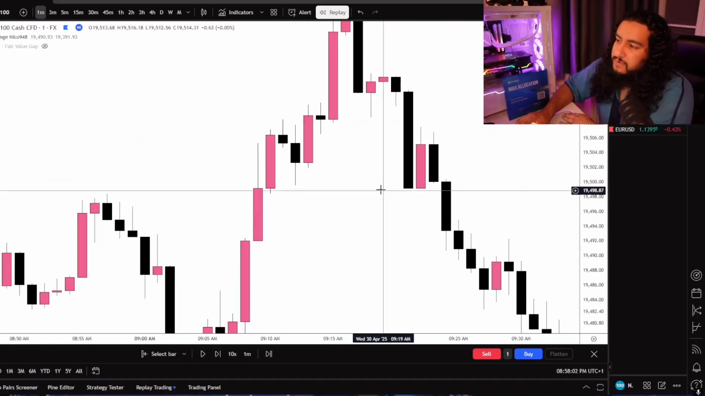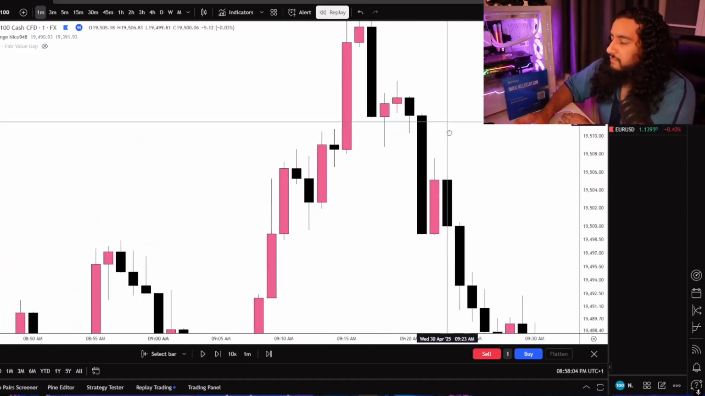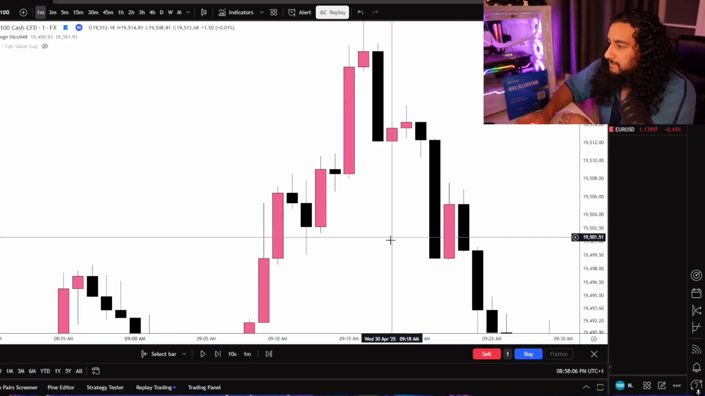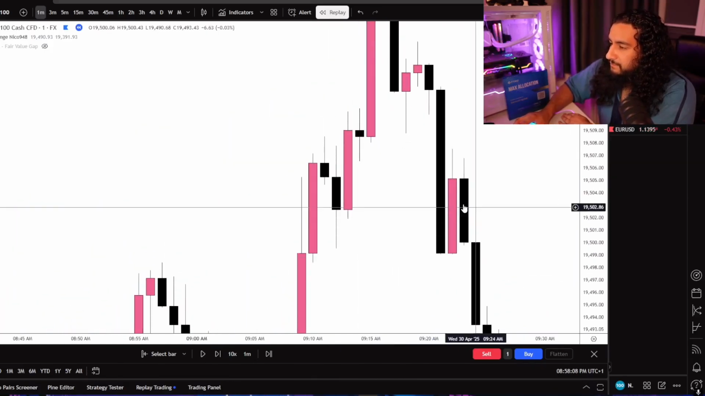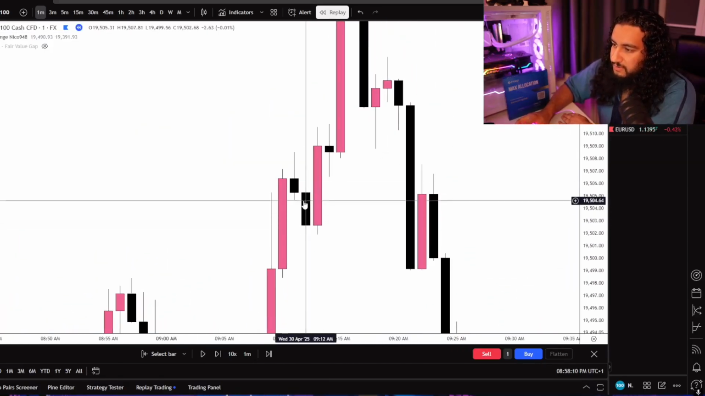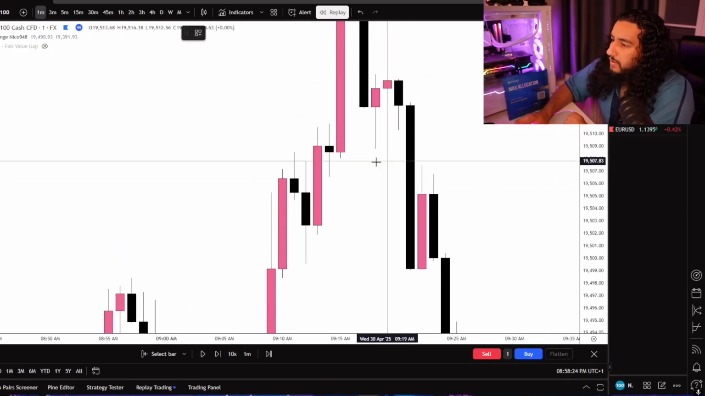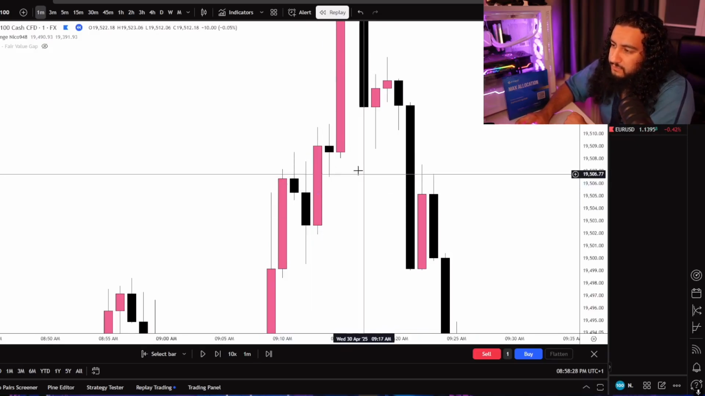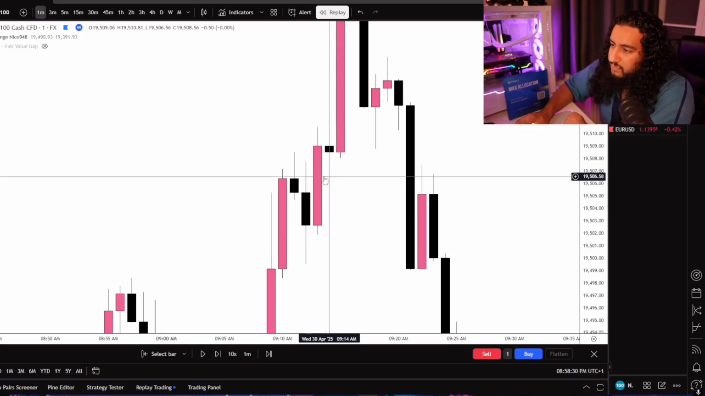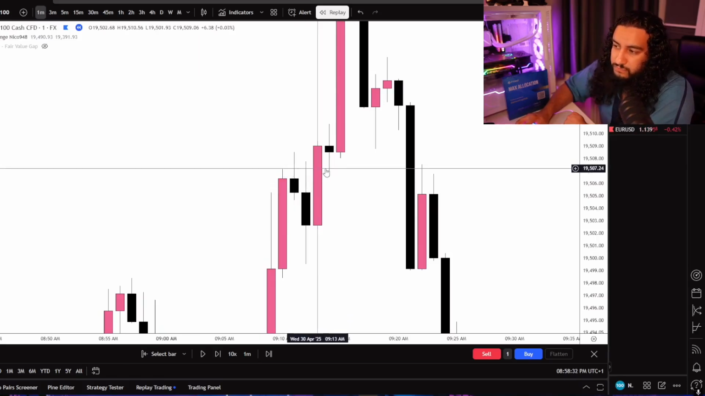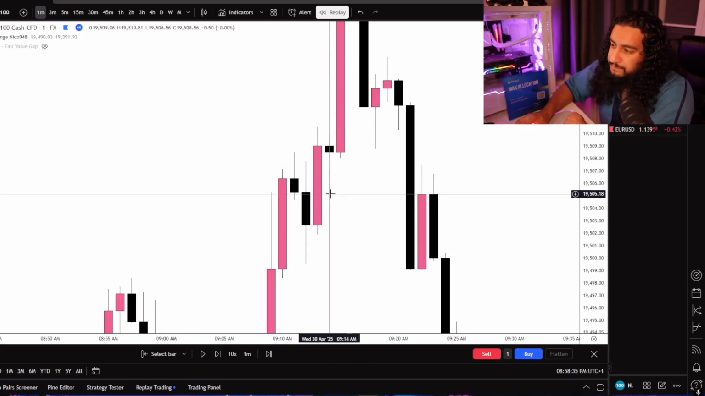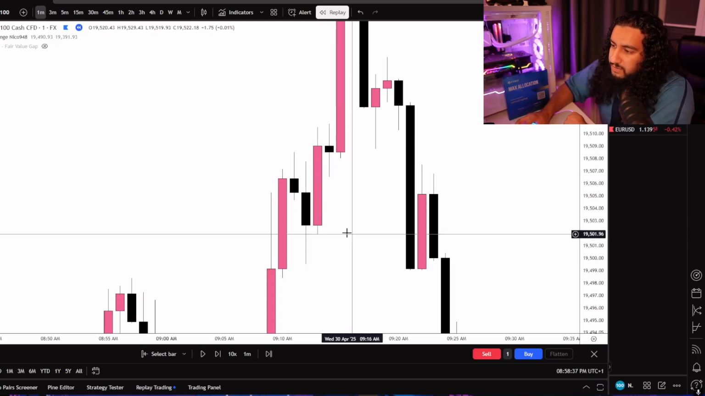Now, what isn't a fair value gap? Okay, this is a good one. We have these 3 candles right here, 1 2 3. Where can we mark out a fair value gap? It doesn't work, because this wick and this wick, you can see they are touching. They're in line. There is no gap between them.